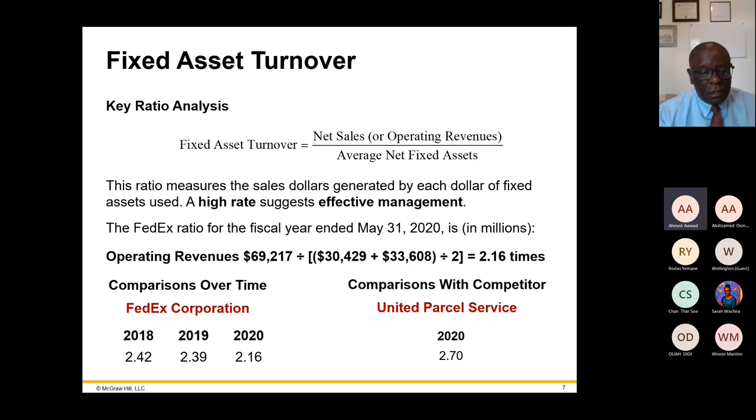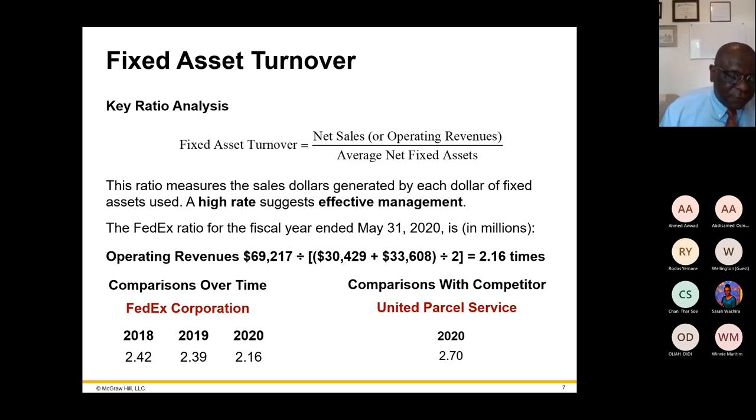Everything clear? Okay. All right. Then we were able to compare the performance of FedEx. How effective is the management of FedEx? We can now see that, we don't know much, but when we compare, what I did not mention here is, what of comparing with their close competitors? FedEx's close competitor is UPS. Am I right? So UPS in 2020 is 2.70. For FedEx it is 2.16. Who is more effective? Which management is more effective here? Is it FedEx or UPS? UPS. It's UPS. Don't you see?